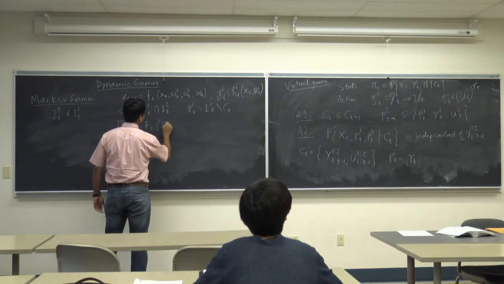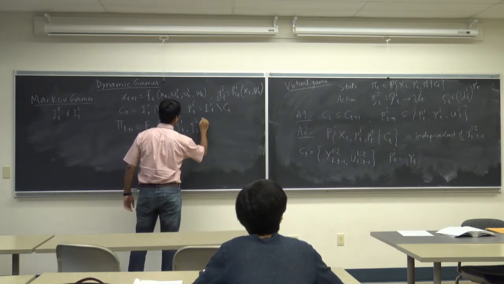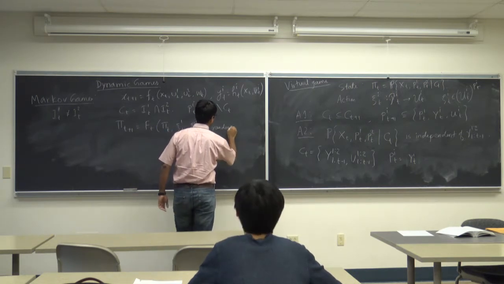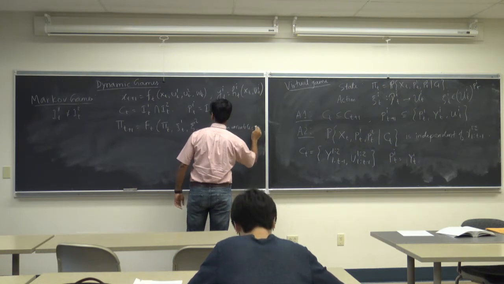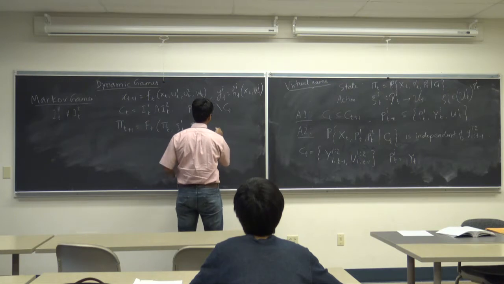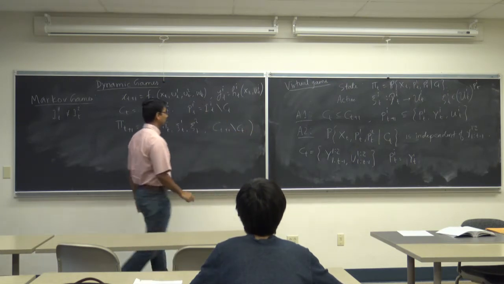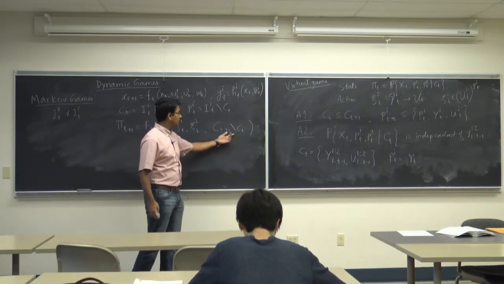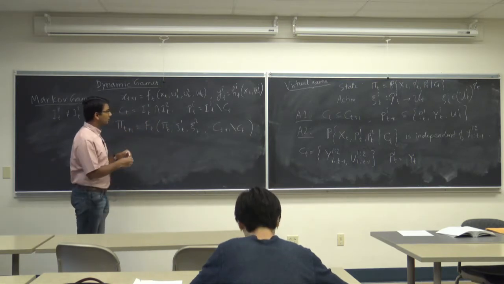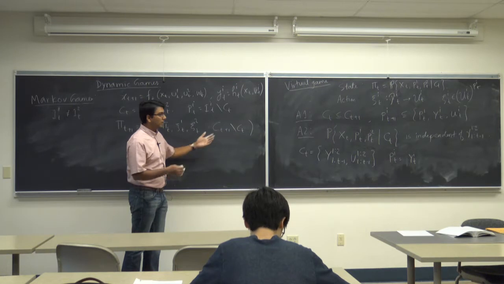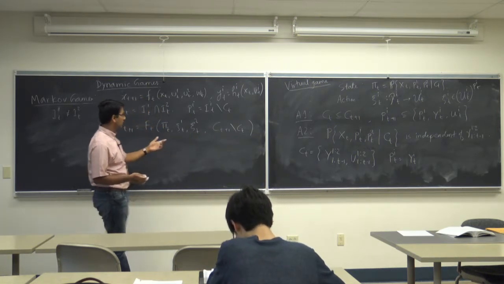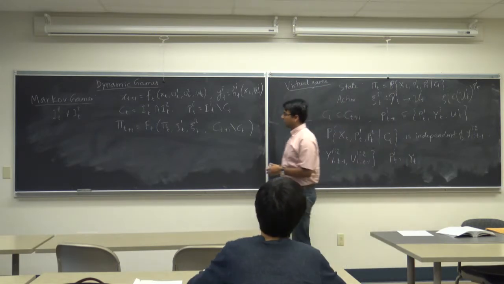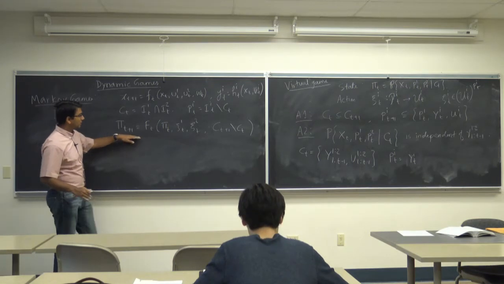pi_{t+1} equals f_t(pi_t, c^1_t, c^2_t) and some random variables. Actually, I can write exactly what those random variables are. It's c_{t+1} minus c_t. So what is the increment in common information? Because of the way we have set up the assumption, the increment in common information can be written in the form of some exogenous uncertainty and c^1_t and c^2_t and pi_t. So the belief update equation has a nice Markovian property.